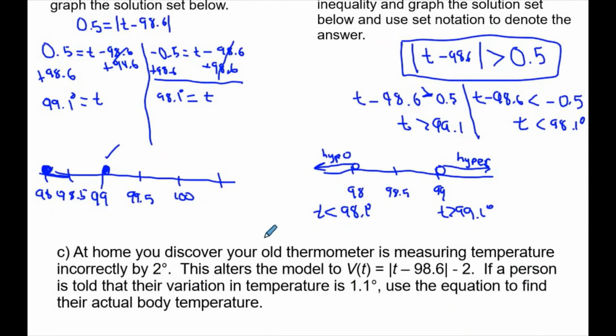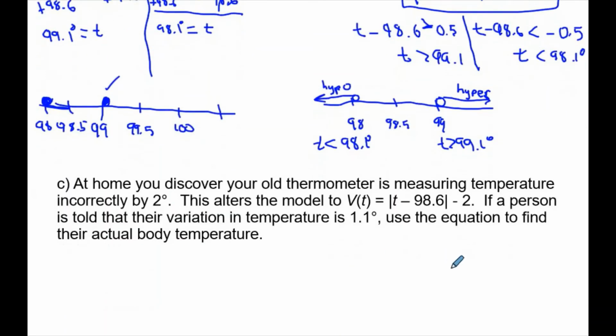It says, at home you discover your old thermometer is measuring temperature incorrectly by 2 degrees, and this will alter the model to be V of T is equal to the absolute value of T minus 98.6 minus 2. If a person is told that their variation in temperature is 1.1 degrees, use the equation to find their actual body temperature. Okay, so what that's saying is it just wants me to put this value in for the variation. So 1.1 is equal to the absolute value of T minus 98.6 minus 2, and then I'm going to solve this equation.